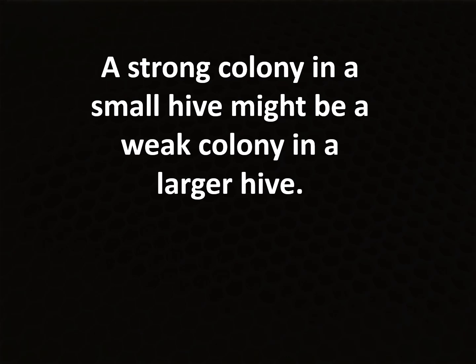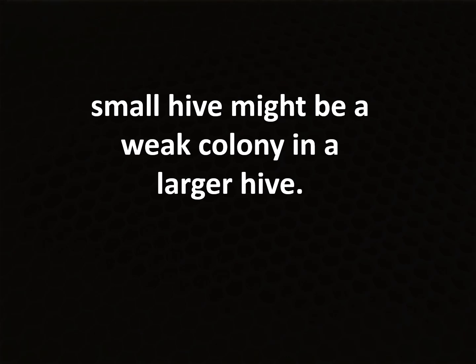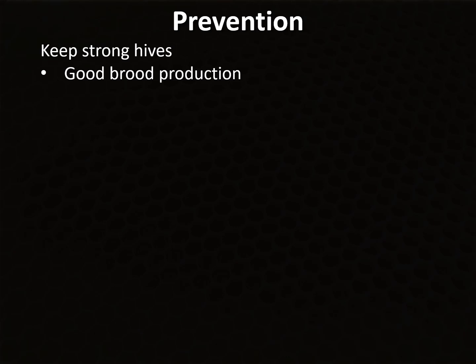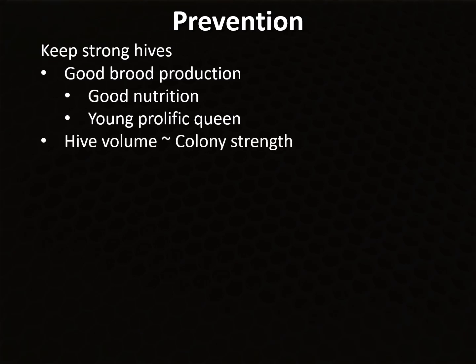So one thing that we commonly say at Bee Care Institute is that a strong colony in a small hive might be a weak colony in a large hive. So you got to make sure to right size your hive. And prevention is worth a pound of cure, as they say. So in order to prevent many of these things from impacting your bees, you want strong hives, you want good brood production, good nutrition, young prolific queen, and then good hive volume, so good colony strength.